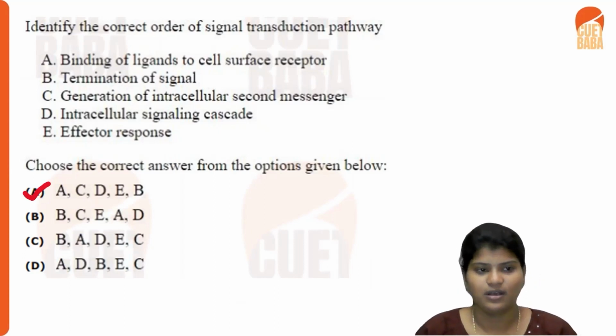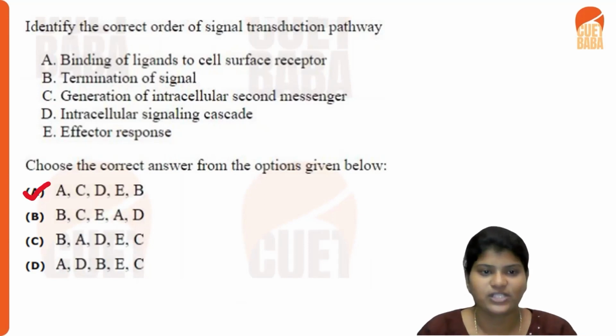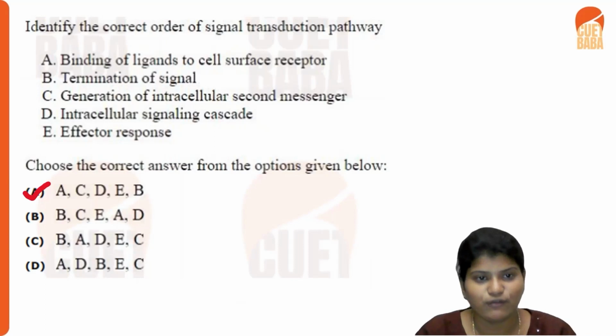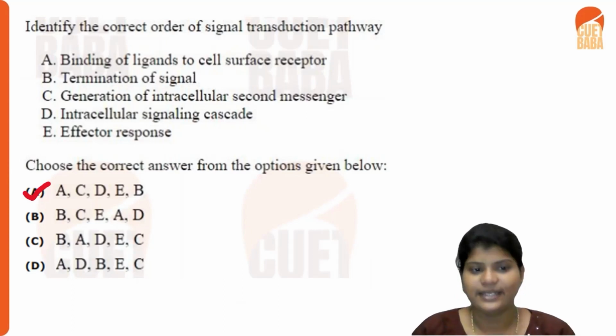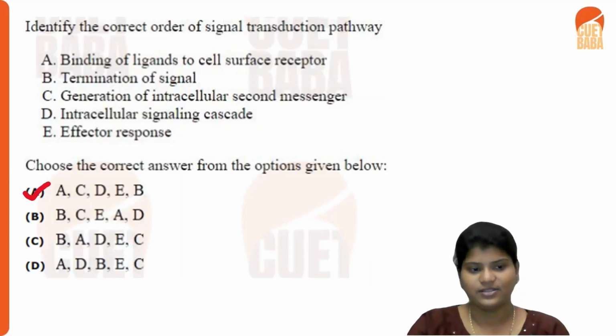So the order will be A, C, D, and after the signal cascade it is the effector response. The response has to be given to the signal. And the last one is termination of the signal. First is binding of ligands to the cell surface receptor, then generation of intracellular second messenger, then the intracellular signaling cascade, then the effector response, and the last one is termination of the signal. So option A will be the correct answer. The arrangement will be A, C, D, E, B.